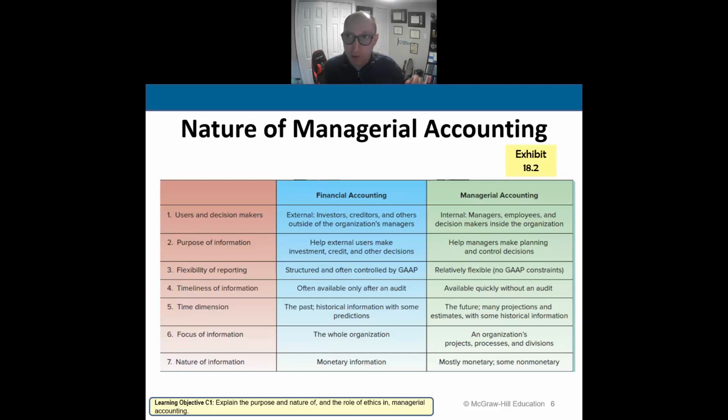In financial accounting, we only publish the income statement, balance sheet, statement of cash flows, and statement of retained earnings. But I'm not going to tell my investors what my costs are. I'm not going to tell the government what my costs are, right? That's internal information. So in managerial accounting, we focus on information that's important to the business.